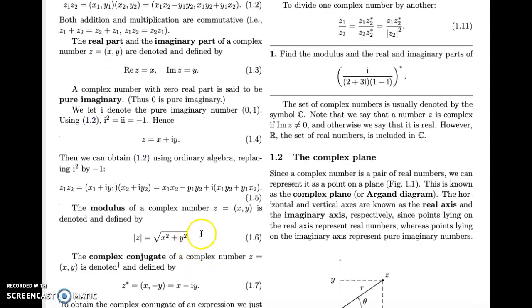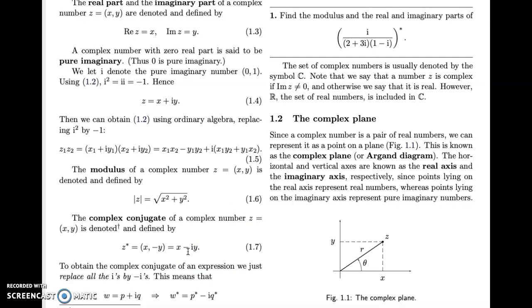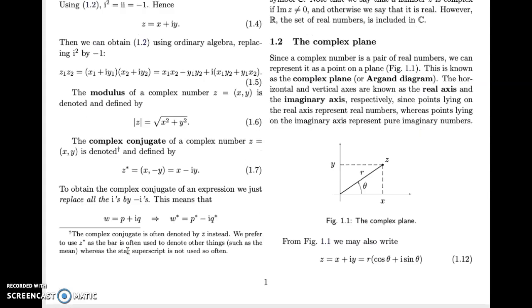So the modulus of a complex number is simply the length of the vector. If we think of (x, y) as a vector, it's simply the length of that vector. The complex conjugate of a complex number, I'm going to use this z star to denote it. It's sometimes also denoted by z bar, as I've mentioned here. We get it simply by changing any i you see to minus i. So if you've got (x, y), the complex conjugate is (x, minus y).